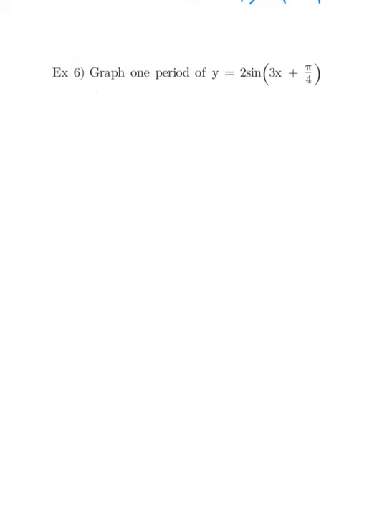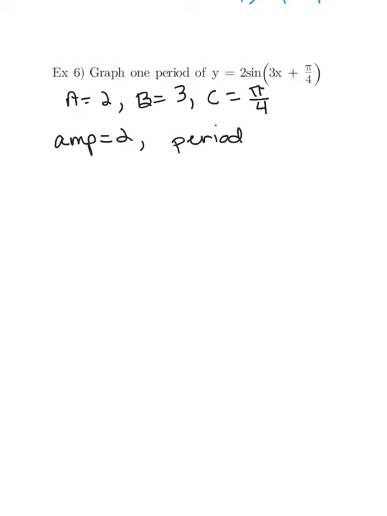The last example that we are going to do with sines and cosines is y equals 2 times the sine of the quantity 3x plus pi over 4. A in this problem is 2, B is 3, C is pi over 4. So amplitude comes from the A. Amplitude's going to be 2. Period. Take standard period, which is 2 pi, divide it by your B, which is 3. So the new period length for this problem is 2 pi over 3.